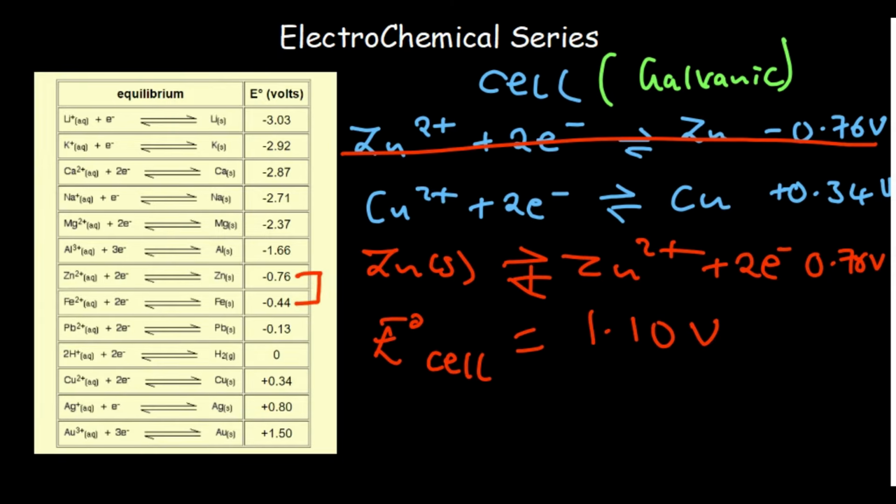In a case where you have two positive values, take the lower one and reverse it. So we'll reverse copper if we're comparing against silver, so that we get a positive cell potential. In this galvanic cell, zinc will be at the anode and copper at the cathode. The anode in a galvanic cell is where there is loss of electrons and where oxidation occurs. Copper will be reduced by gaining the electrons from zinc.